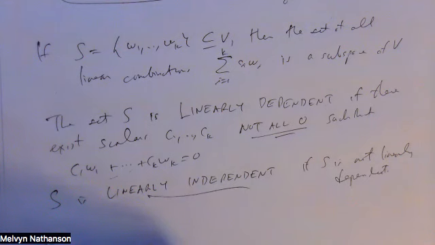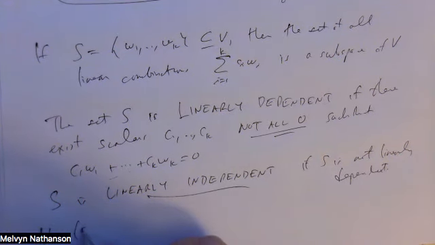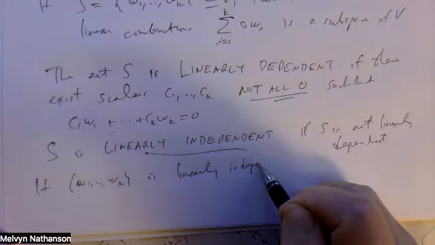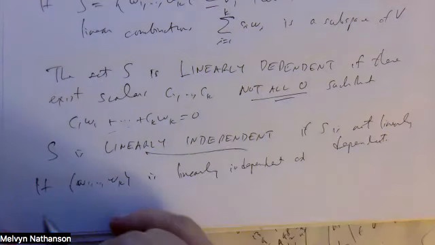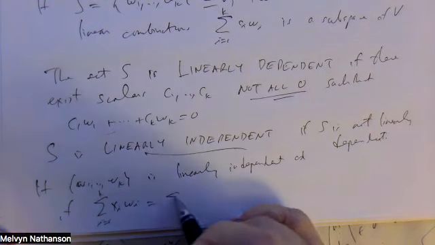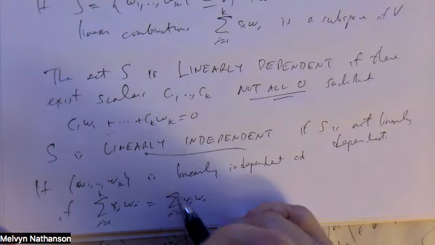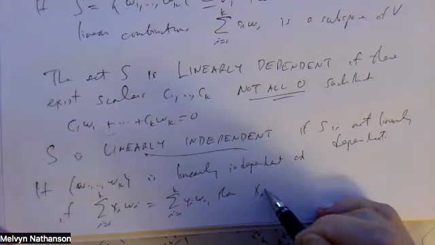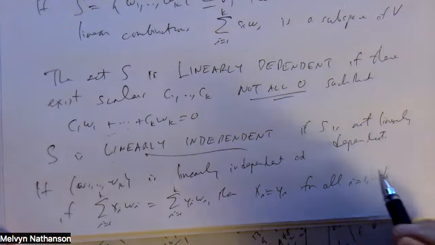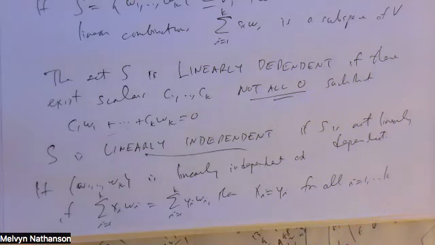So for example, if the set W1 up to WK is linearly independent, and if some summation XI WI, I goes from 1 to k, equals summation yiwi, I goes from 1 to k, then the scalars xi and yi have to be the same. They have to be equal for all I from 1 up to k. So exactly the theorem we proved about vectors in Rn that are linearly independent carries over word for word. There's no change whatsoever in the proof to this more general setting.